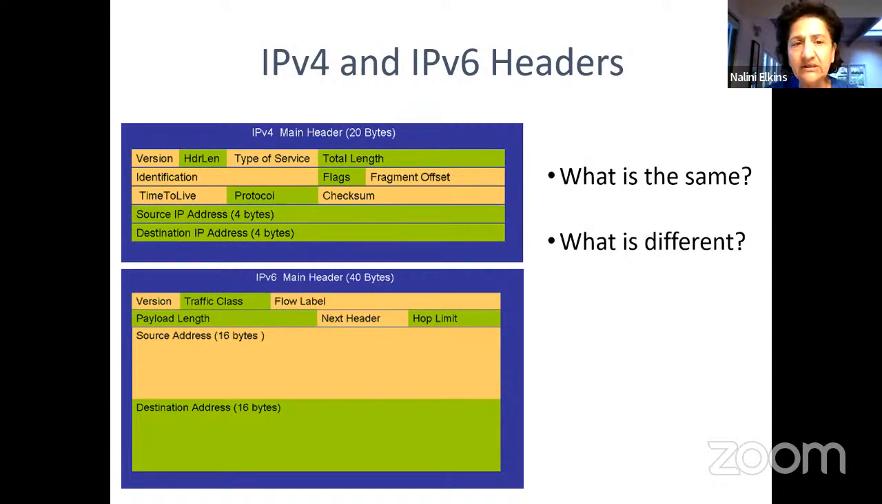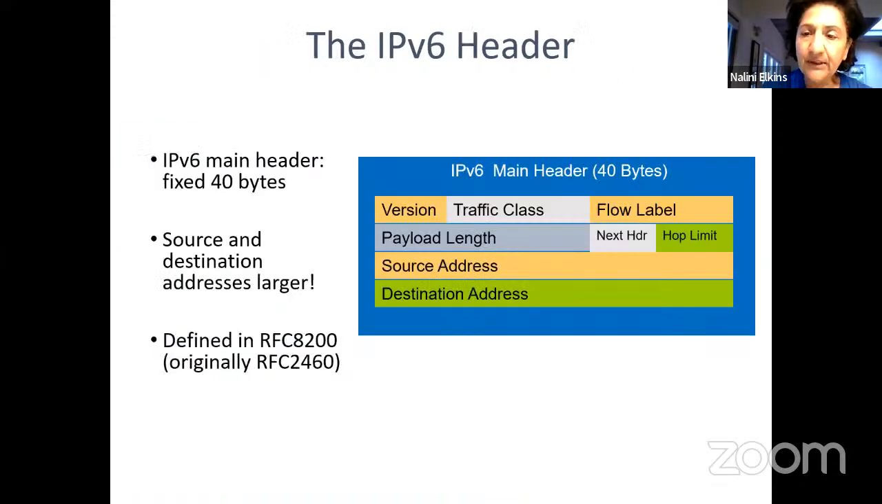Take a look at that v4 header. You can see that in some ways it looks a lot more complicated than the v6 main header. The v6 main header is actually pretty simple. It's a fixed 40 bytes that has to go out with every single packet. And if it's going out with every single packet, you want to be pretty careful about what you put in there.